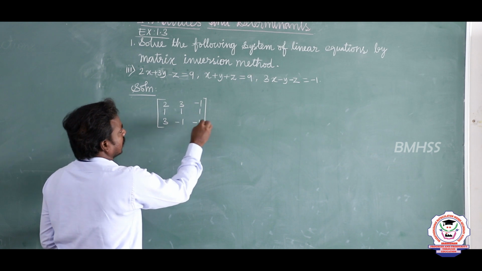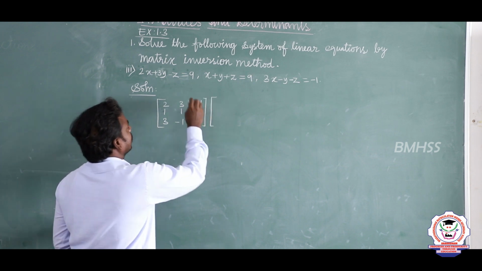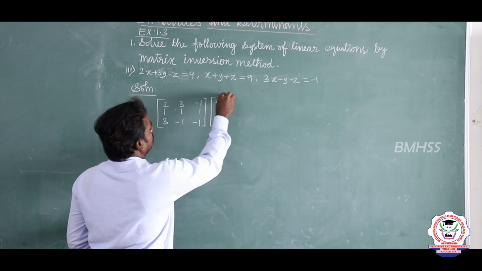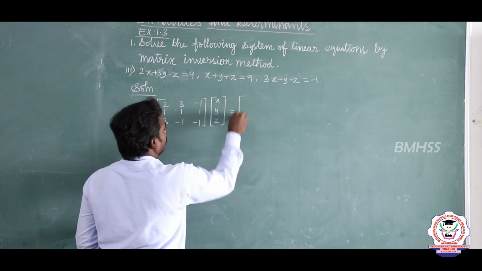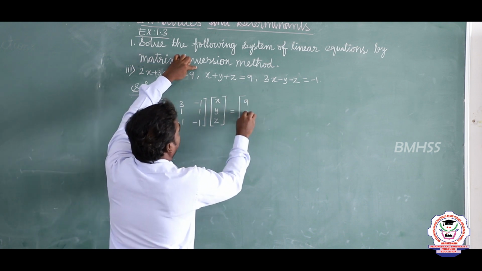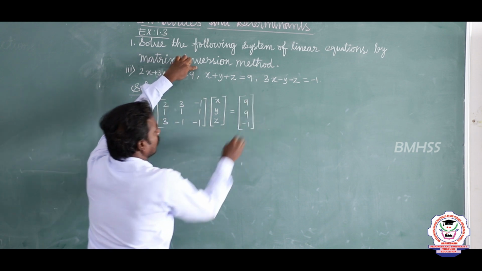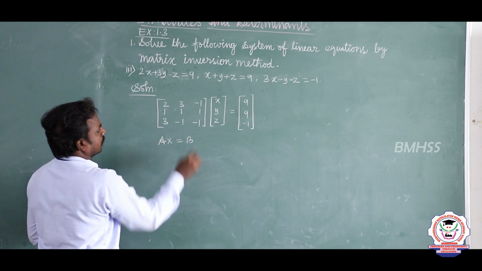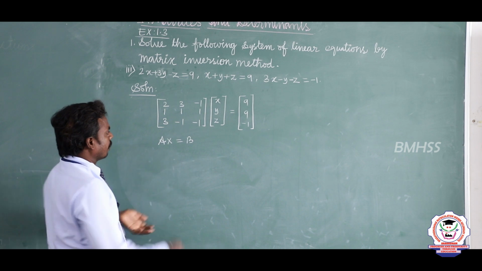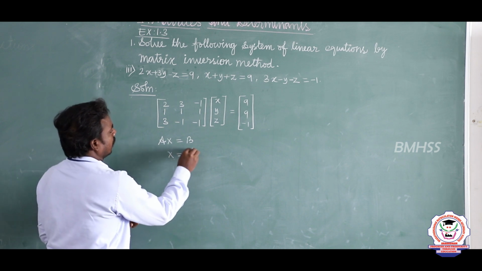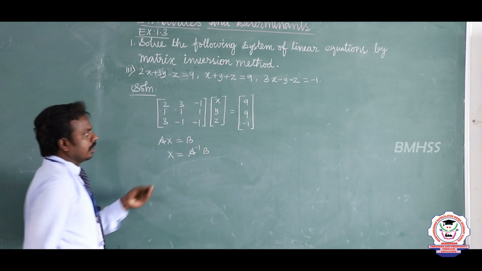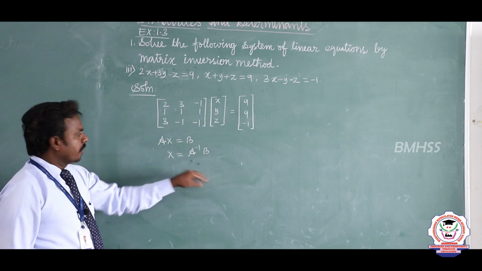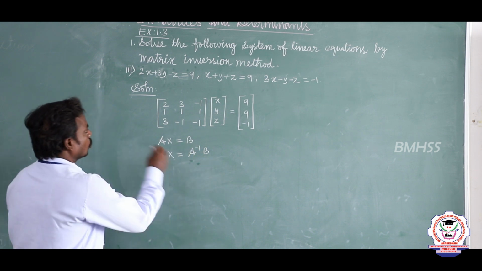So this is the A matrix, and the X matrix, that is the variables of the equations x, y, z, equal to the constant values on the right hand side, 9, 9, minus 1. So this matrix is in the form AX equal to B. From this we can find X by the inverse method, A inverse into B. Very simple, dears. Listen, first we have to find A inverse, then only we can find the values of x, y, z.